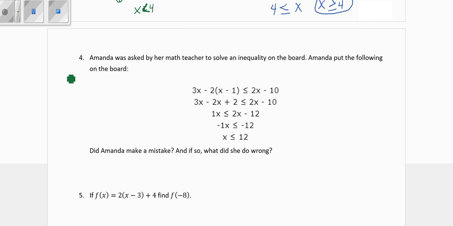Number 4, Amanda was asked by her math teacher to solve an inequality on the board. Amanda put the following on the board. Did Amanda make a mistake? And if so, what did she do wrong?